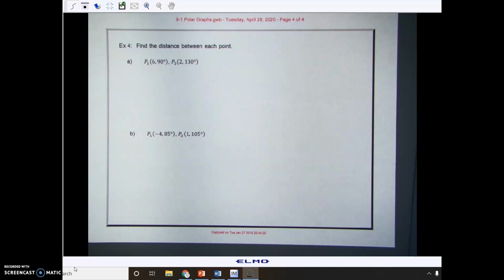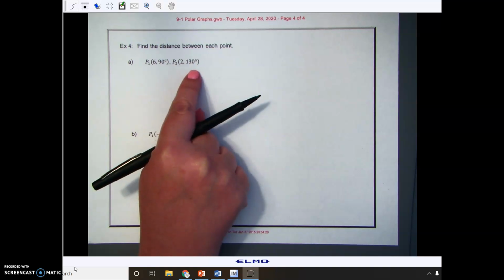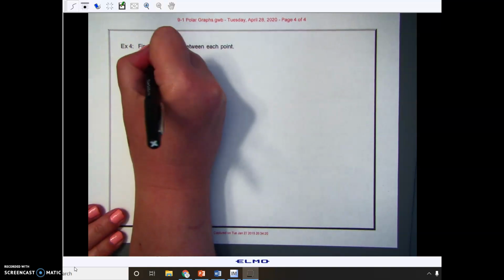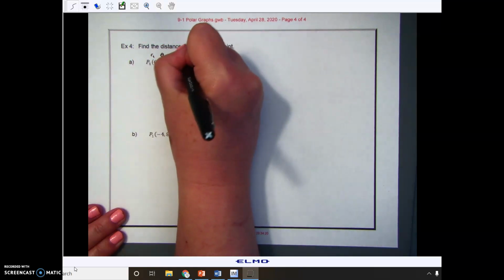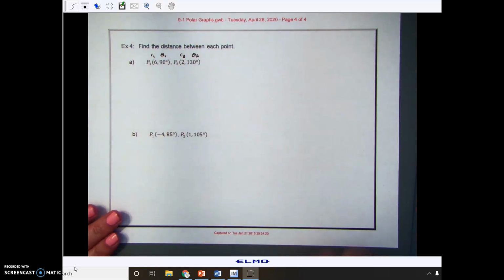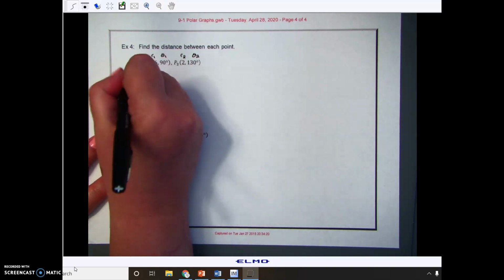All right, so here is the first example that we're going to do. We have point 1 is at 6, 90 degrees, and point 2 is at 2, 130 degrees. So this is going to be our R1 and our theta 1, and this is going to be our R2 and our theta 2. Okay, so what we're going to do is use that formula, and then you can either use it with the d squared or you could use it with the radical. That's totally up to you.